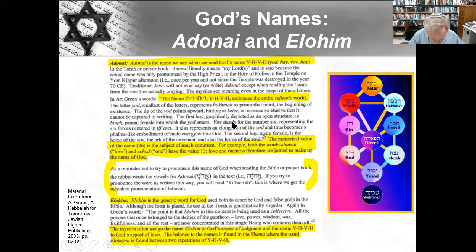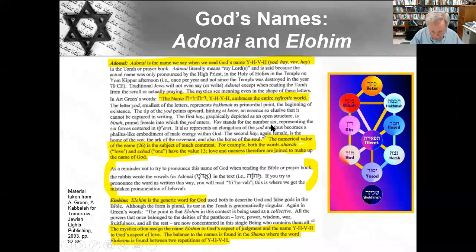The first Hey, it's an open structure, is Bina, a primal female into which the Yud enters. So it looks like an opening. It looks like a womb. Yud, the primal spark, is going to enter the primal womb.